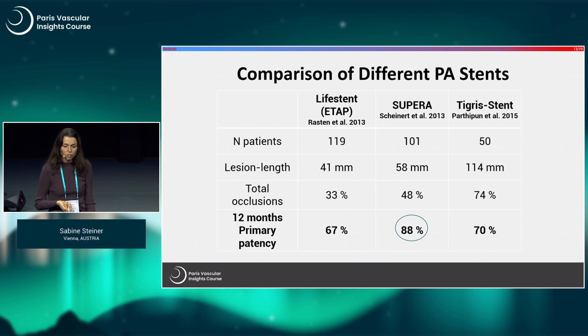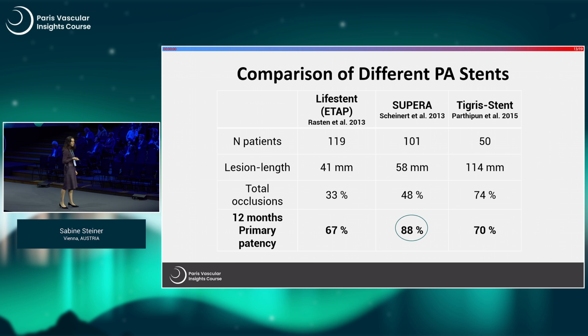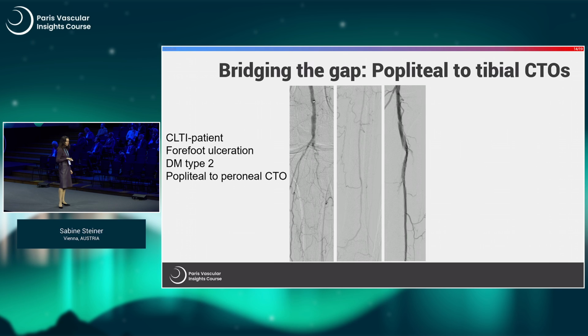But I think this is a little bit what most people would look at: 12-month primary patency from the Live stent in the ETAP trial versus Supera, maybe versus Tigris, which is also a vasculomimetic stent. Supera seems to have good data here. I think this is one of the reasons why many people use Supera if needed in the P3 segment, and also due, of course, to the low fracture rate. But the problem is it's mostly not just the P3 segment.